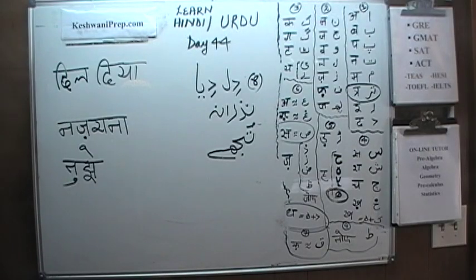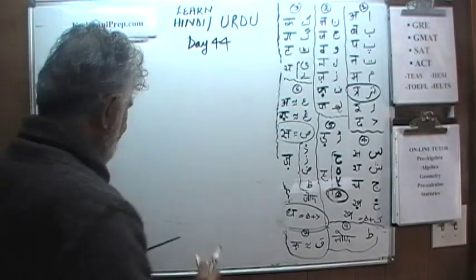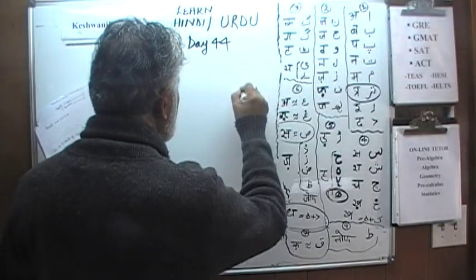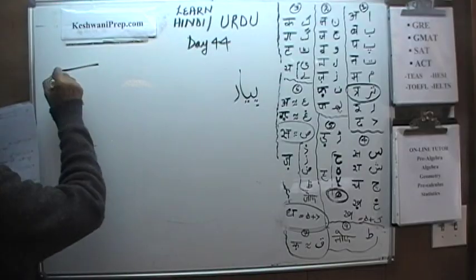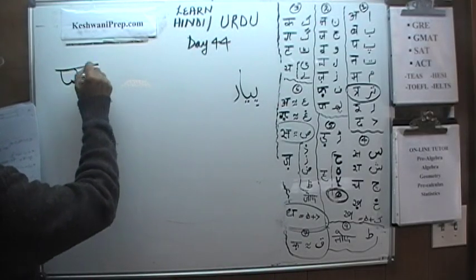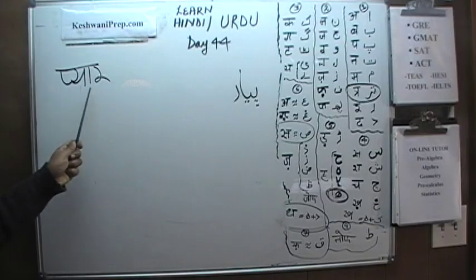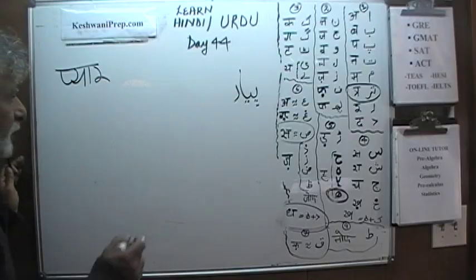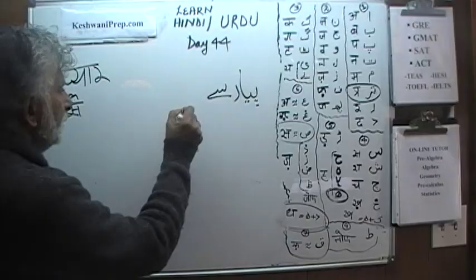Dil diya nazrana tujhe. I gave you my heart as a present. I gave you my heart as a gift. Pyar se pyar bhara. Pyar. Po. Ya. Ra, pyar. As you can see, it's half per, because this per joins with the year right away. It's pyar. It's not per yar. So because it joins, it's half a per. Pyar se pyar.